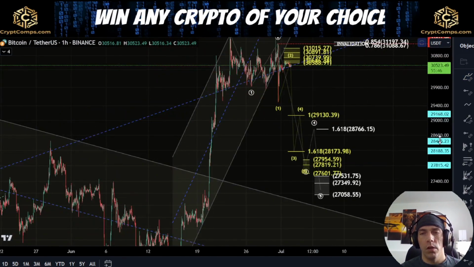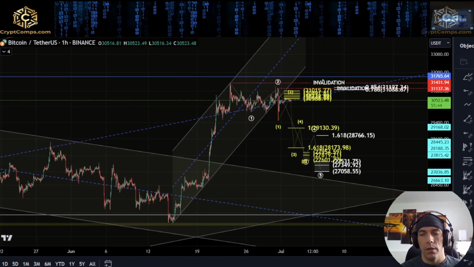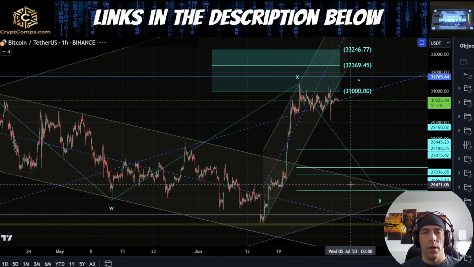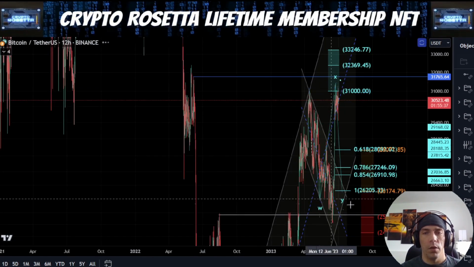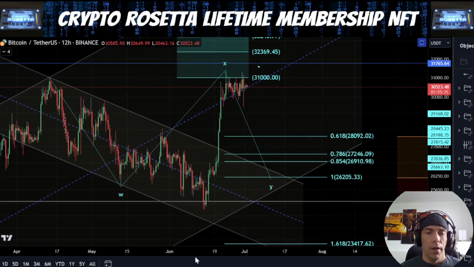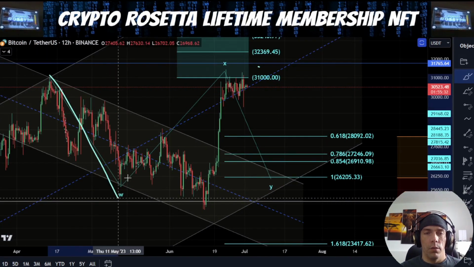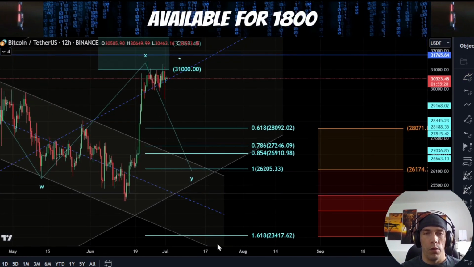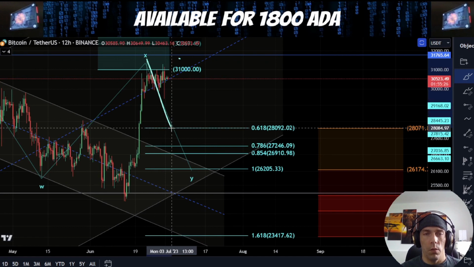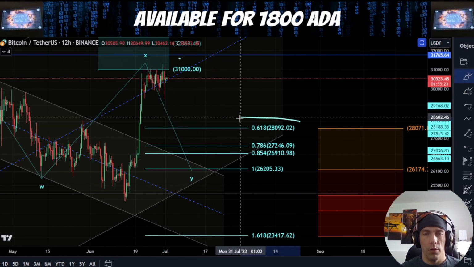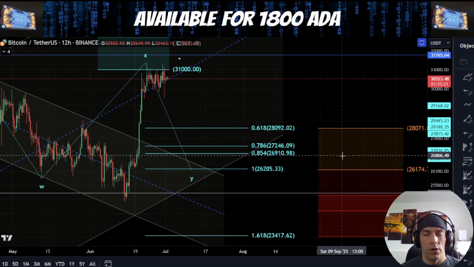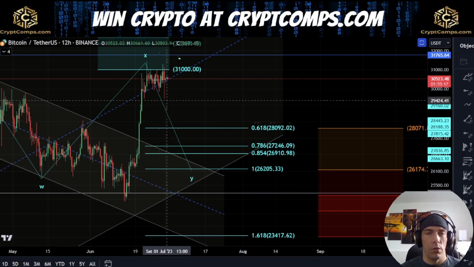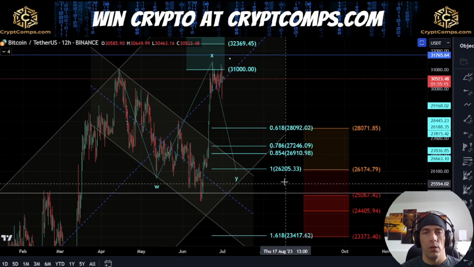Now, this is all going over that bigger idea here that if we are looking at this move as actually having a bigger WXY, I'm going to come out onto the higher time frame here. What we could actually have is that this is W, this is ABC for an X wave, and then we could either get a 3-wave move down in Y, so ABC, in which case we'd be looking for a minimum of this 28,092 typically, and our 1-to-1 would actually be this 26,205, which would be looking to bring us back into the channel.